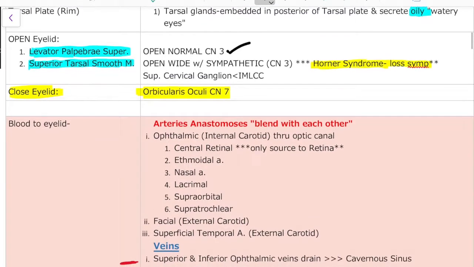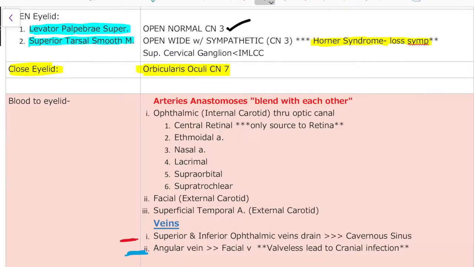Going down, then we have the blood supply, basically the vasculature to the eyelid. We have the arteries and the veins. Up top here, arteries, we know they kind of join each other. We have 3 arteries in the eye: the ophthalmic, the facial, and the superficial temporal. Ophthalmic comes off the internal carotid through the optic canal. The facial and superficial temporal are both off the external carotid.